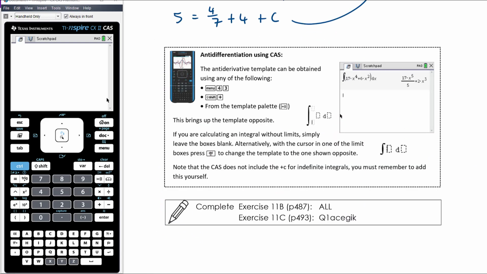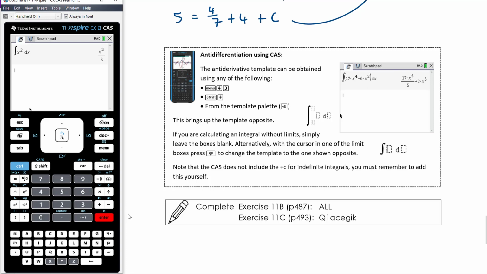And finally, just to have a look at how we anti-differentiate using our CAS. There's a number of different ways to access the integral or antiderivative template with your CAS. One is to go through the menus. So that would be menu 4 for calculus, 3 for integral. When we do that, it brings up this integral template with the boxes for your limits. But you'll notice that they're grayed out. So if you just leave them blank, and just enter, let's say, something as simple as x squared, we want to differentiate that with respect to x, it will just then ignore them.